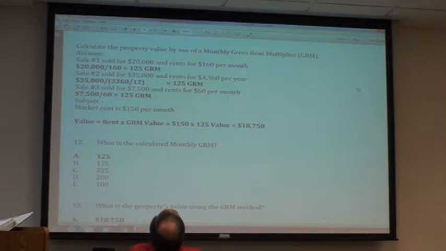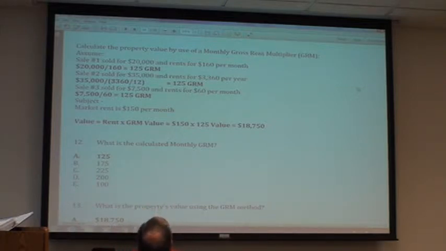Assume that sale number 1 sold for $20,000, rents for $160 a month. We got 20,000 divided by 160 equals 125. Sale number 2 sold for 35,000, rents for $33.60 a month. 35,000 divided by 33.60 divided by 12 equals 125.